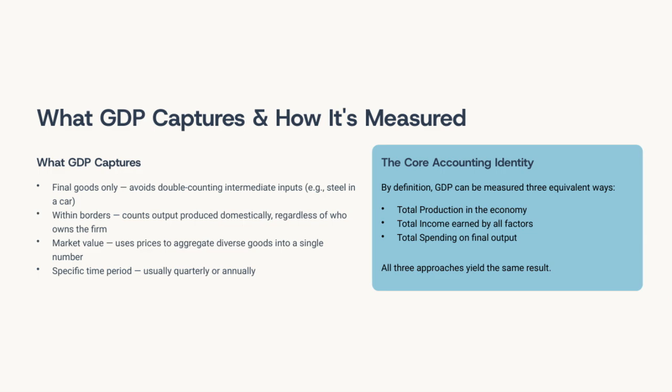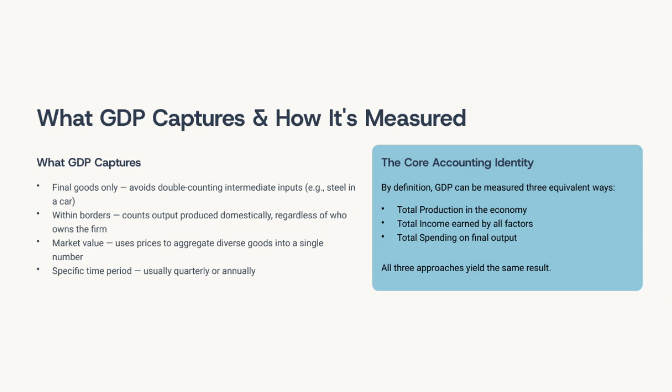By definition, GDP can be measured in three equivalent ways. First, the core accounting identity emphasizes that these methods are just different sides of the same coin. Second, we focus only on final goods. This is important to avoid double-counting intermediate inputs, like steel used in car manufacturing. Third, GDP counts output produced within borders, regardless of who owns the firm. So, foreign companies producing domestically are included, but a domestic company's output abroad isn't.